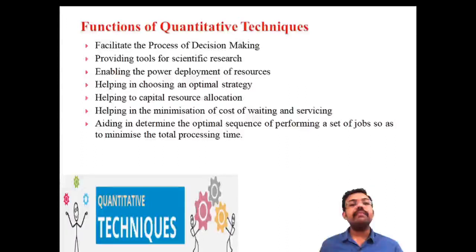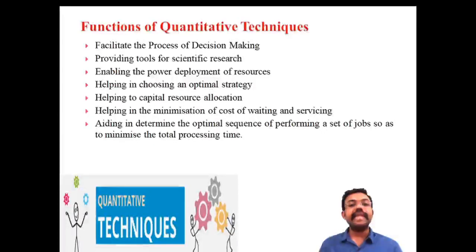And the third one is enabling the proper deployment, that means effective utilization of the resources. Man, material, machine, money, we can effectively deploy and utilize the resources. The quant techniques help in choosing the strategy. Game theory and OR techniques always help to choose the right strategy for the business. That's the optimum strategy, maximizing the profit and minimizing the losses. QT is always helpful to choose optimum strategies.